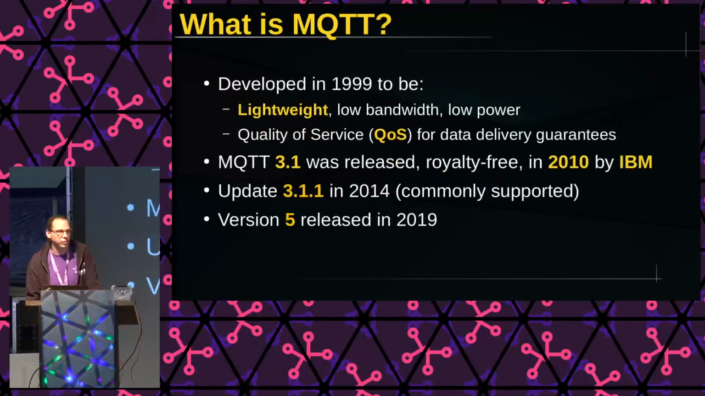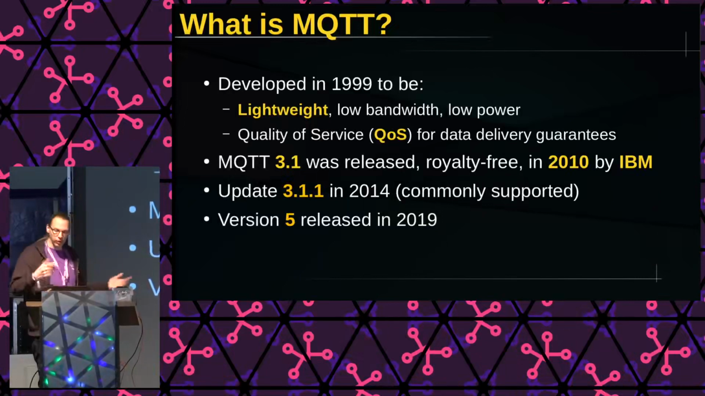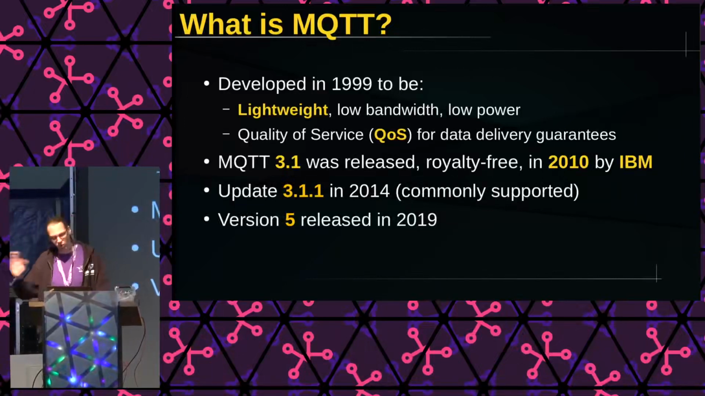Like I said, it was developed by IBM, and development started in 1999. It was an internal development for use in pipelines, to communicate all the status information along the pipeline. It had to be lightweight. It had to use very little power, very little CPU power and bandwidth, but it had to have some guarantees for data delivery. And there's a QoS built in, with 3 levels, which we will come to later.